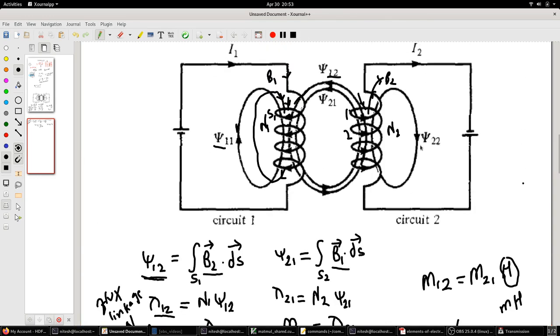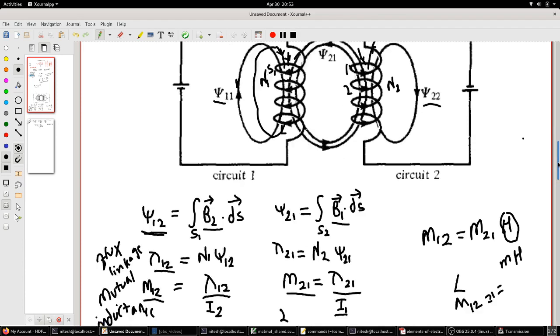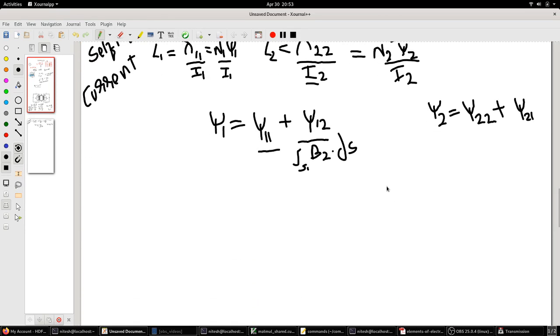So psi22 is this, which is caused by B2 in circuit 2, and also psi21. Psi21 is the magnetic field B1 passing through S2, integrated with ds. So this is your self-inductance and mutual inductance. Don't confuse mutual inductance terminology with magnetization. Magnetization here is a vector, and it is shown this way. Mutual inductance is 1,2 or 2,1. It will be shown because of the different circuits.